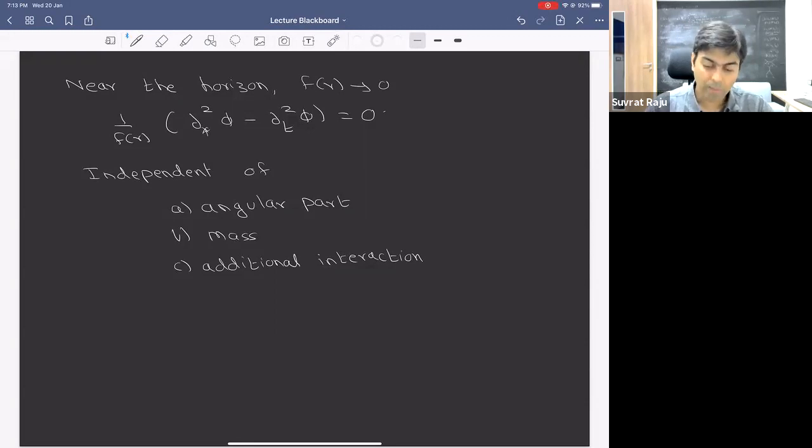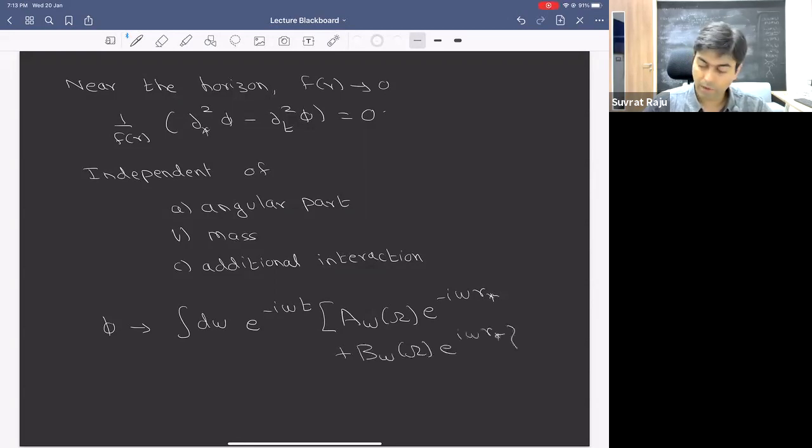Okay. So now let me go back to this original equation and write down a solution. Of course, as I said, there is an angular part of the solution, and there are also other terms in the solution. But near the horizon, we find that phi simply goes to some integral of d omega into e to the minus i omega t into some function on the sphere, which we don't care what it is, plus some other function on the sphere into this, okay, and plus a Hermitian conjugate.